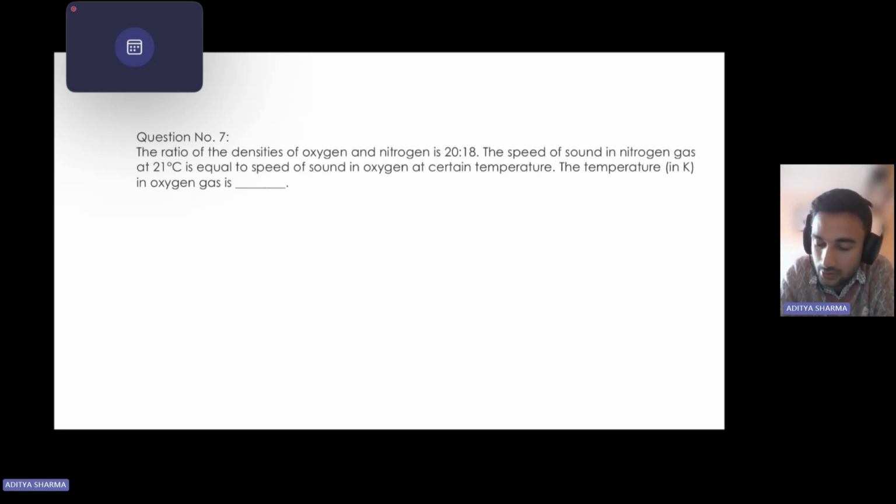So this one is a numerical one, right? So let's see this. The ratio of densities of oxygen and nitrogen. So densities are given, right? Ratio of densities of oxygen and nitrogen is 20 is to 18. The speed of sound in nitrogen gas at 21 degrees Celsius is equal to speed of sound in oxygen at certain temperature.